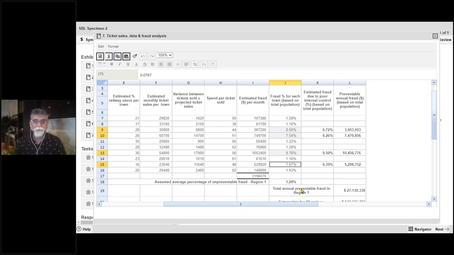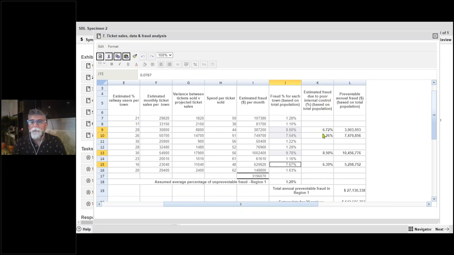So what is that X percentage which he is assuming? He's saying that the assumed average percentage of unpreventable fraud is 1.28. I would like to challenge it. I would not challenge, but I would like to understand how he arrived at this magical number of 1.28. I can see that probably he's picked up the highest one in this region, but still.